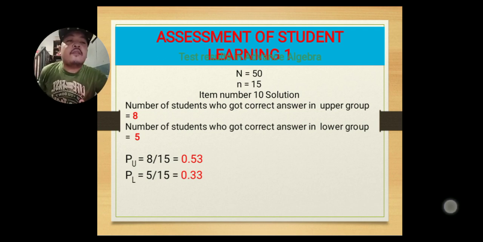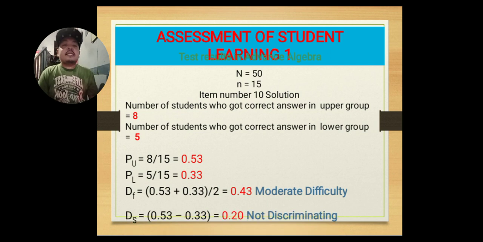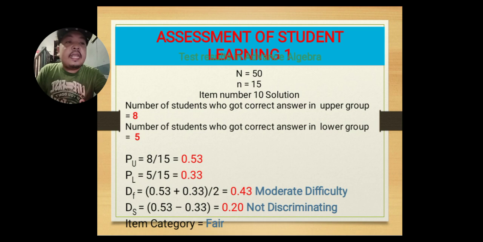And then determine the difficulty level, that is 0.53 plus 0.33 all over 2, that is equivalent to 0.43, which is moderate difficulty or optimum difficulty. And discrimination index, that is 0.53 minus 0.33, that is equal to 0.20. So that is equivalent to not discriminating. So therefore, moderate difficulty, corresponding to not discriminating, your item category is fair, and your remarks is retained.